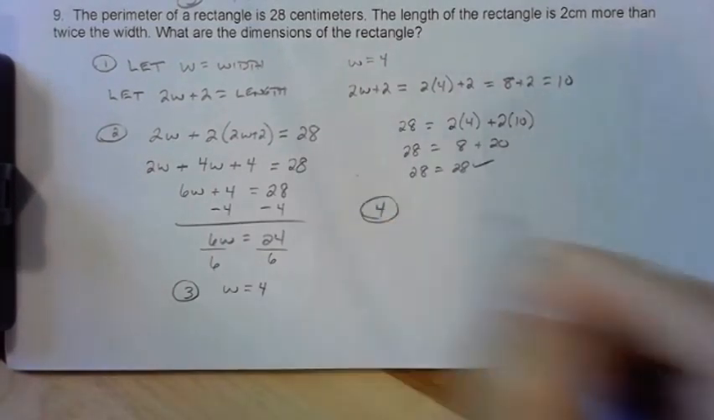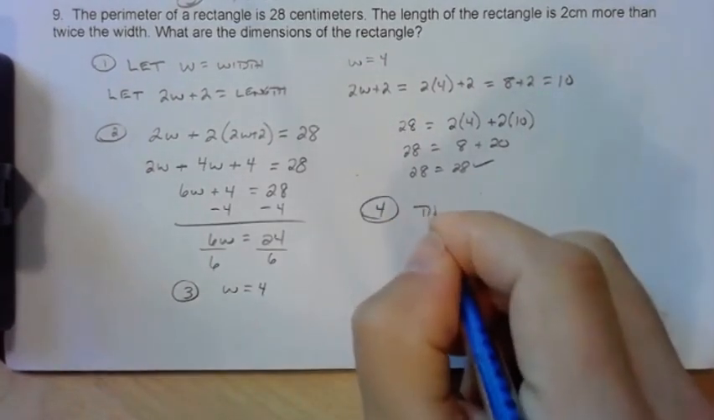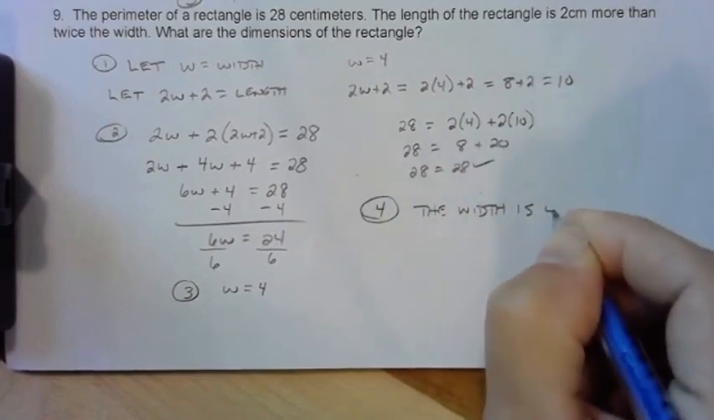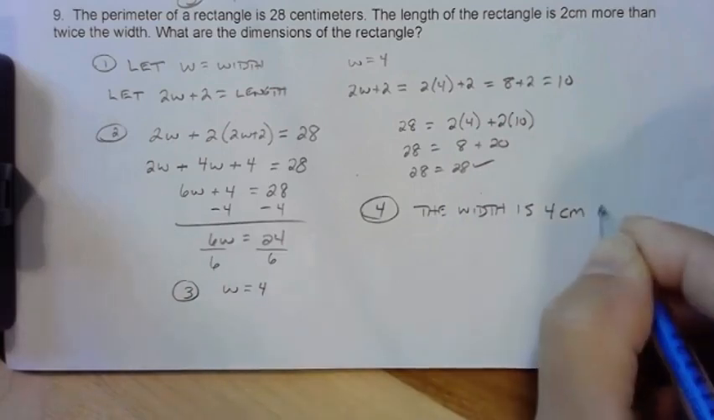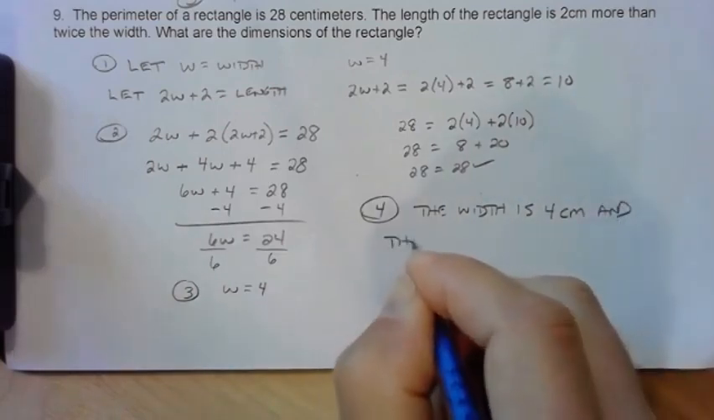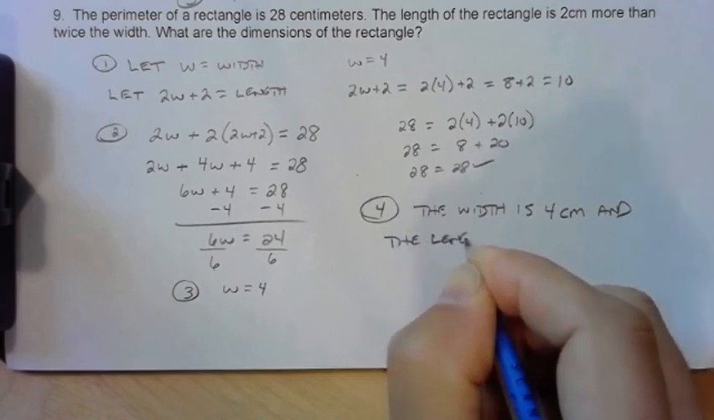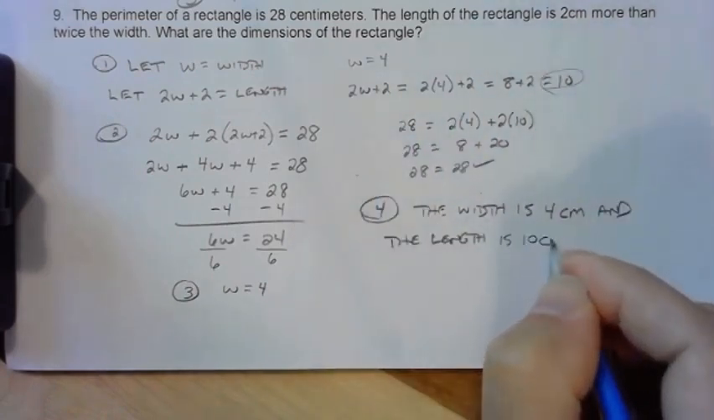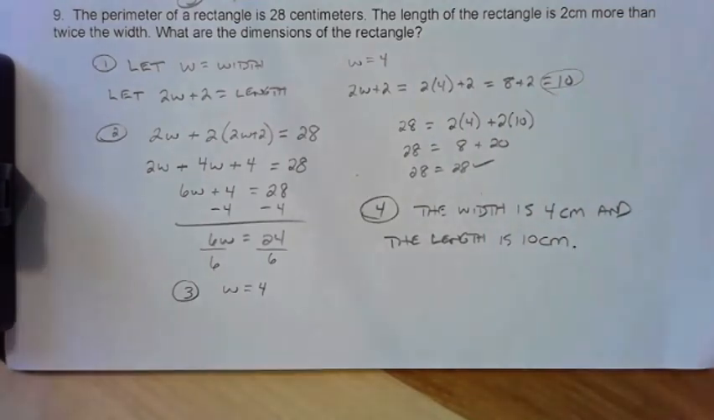So now let's write our sentence. The width of our rectangle, the width is 4 centimeters, and the length was here at the end is 10 centimeters. Our rectangle is 4 centimeters by 10 centimeters.